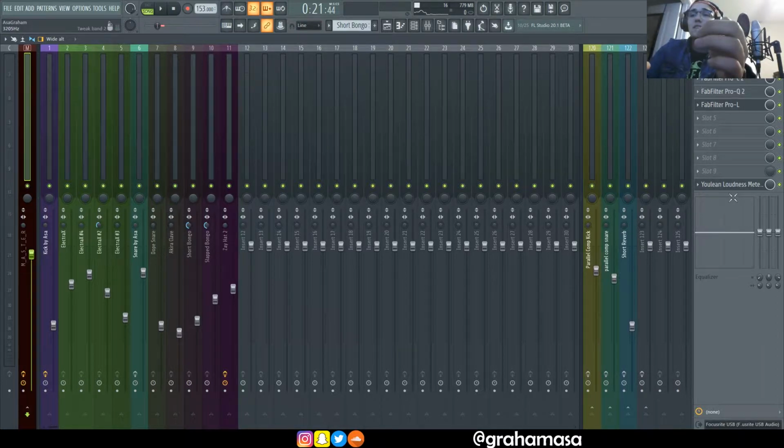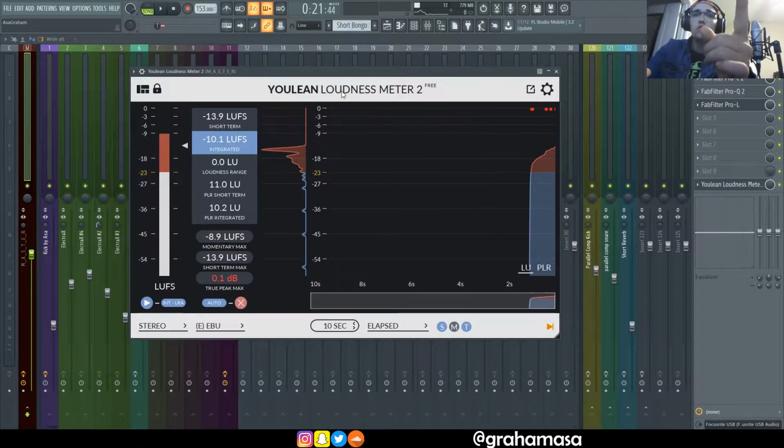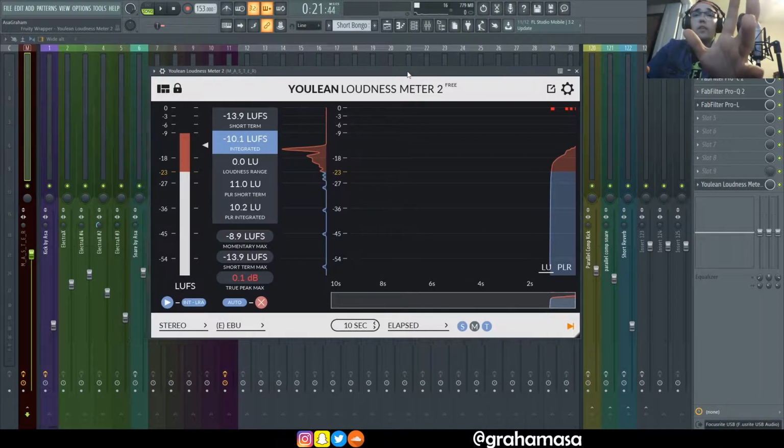That secret is this plugin right here, the Youlean Loudness Meter 2. And look at that, it's free. Go get this. It's super important. And the reason that it's so important is this right here. It tells you your loudness in LUFS. I don't know how it's pronounced, LUFS or whatever.